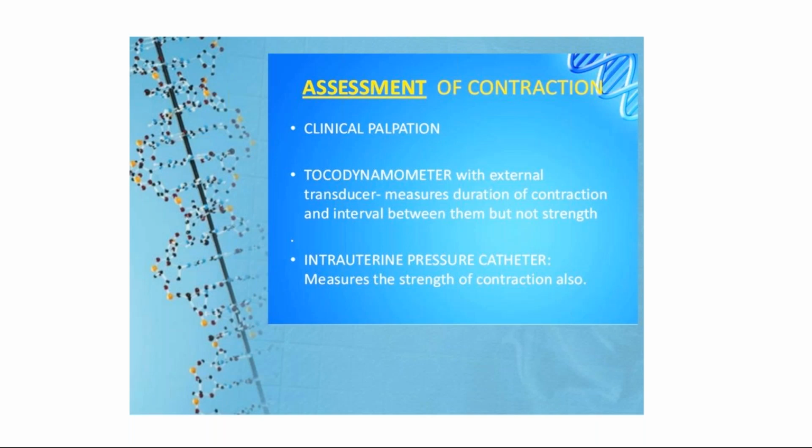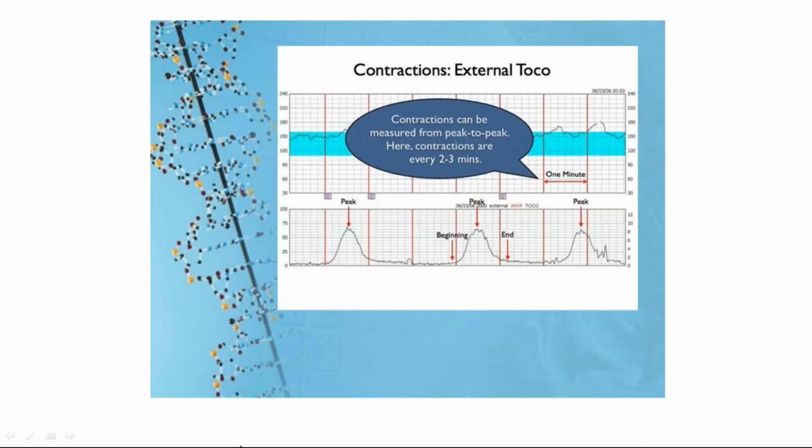So another one is the intrauterine pressure catheter called IUPC, which is placed internally. So that is important for measuring the strength of the uterine contraction, but it is an invasive technique and the membranes have to be ruptured to place an intrauterine pressure catheter. But the advantage is it measures even the pressure of the uterine contraction, strength of the uterine contraction also.